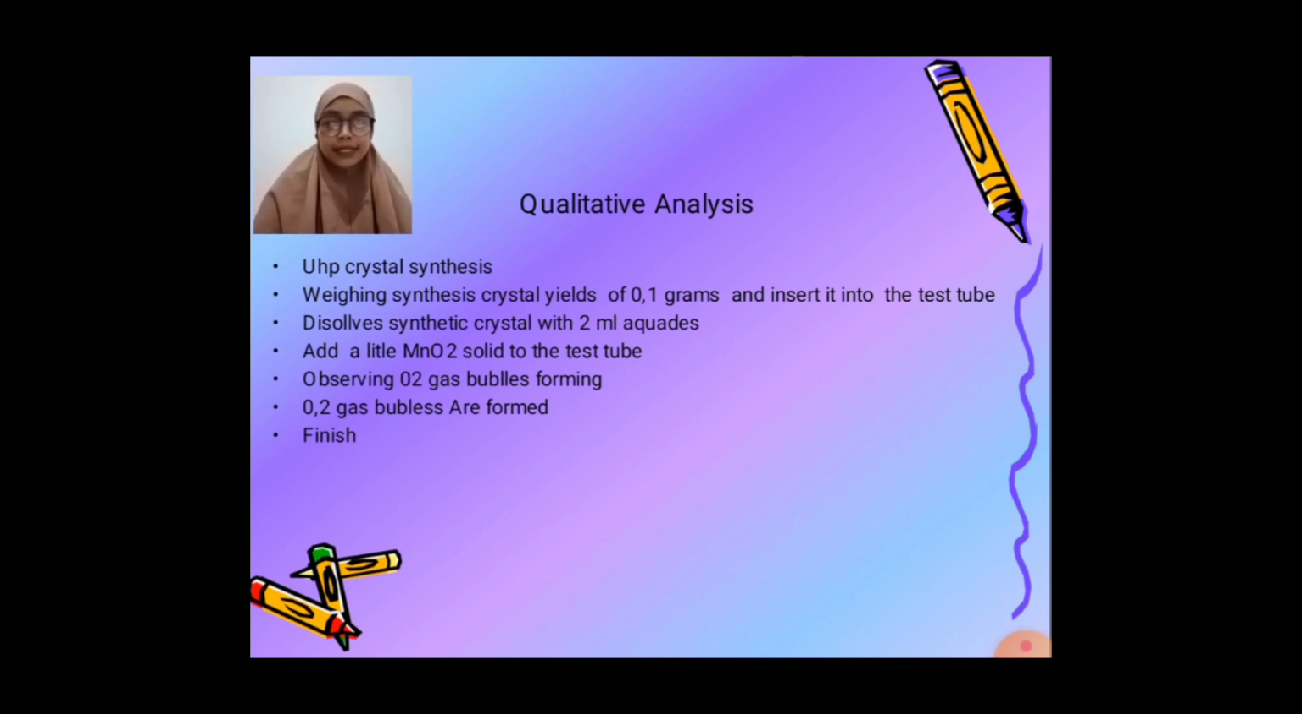Qualitative analysis of the UHP crystal synthesis. Weigh 0.1 grams of the synthesis crystal and insert it into a test tube. Dissolve the synthetic crystal with 2 ml of aqueous solution. Add a little MnO2 solid to the test tube. Observe the gas bubbles forming. Finish.